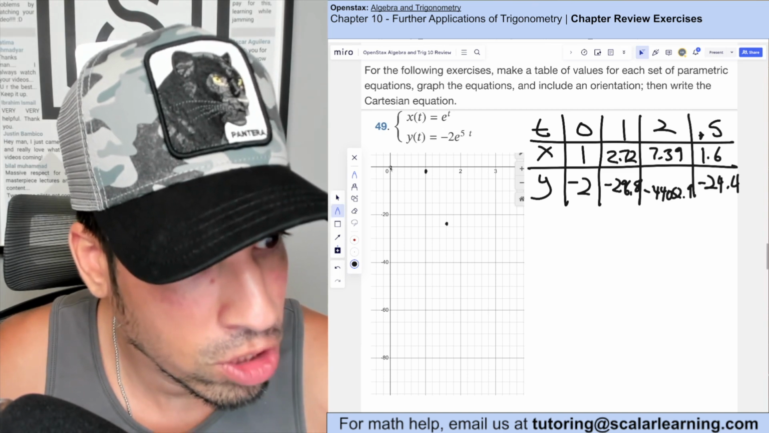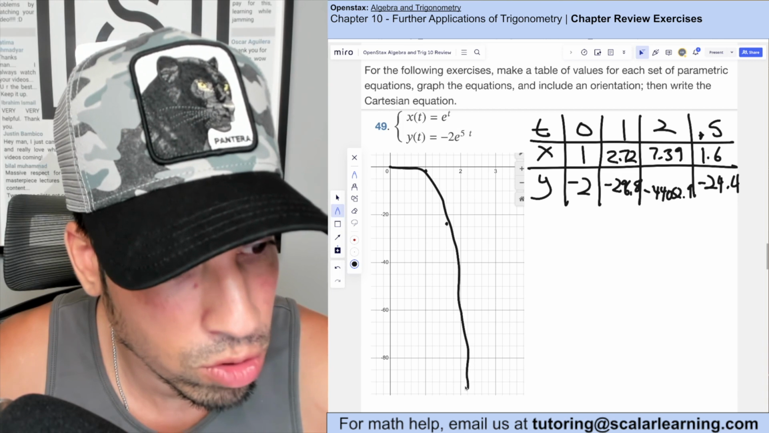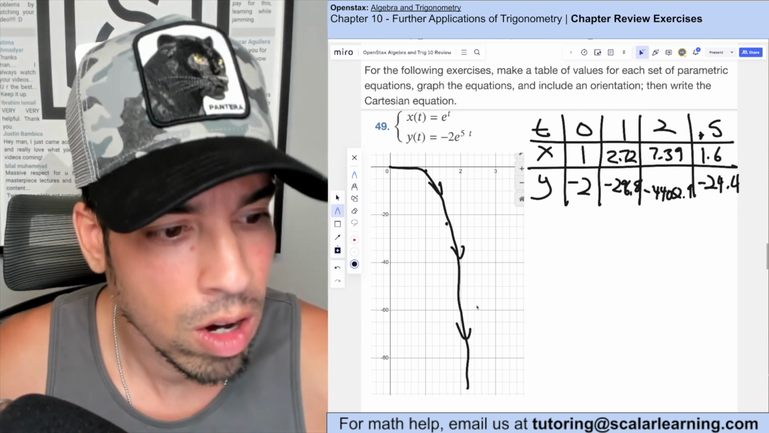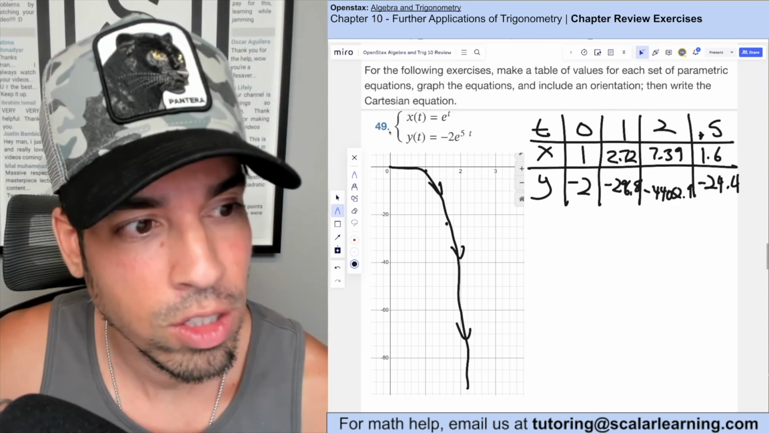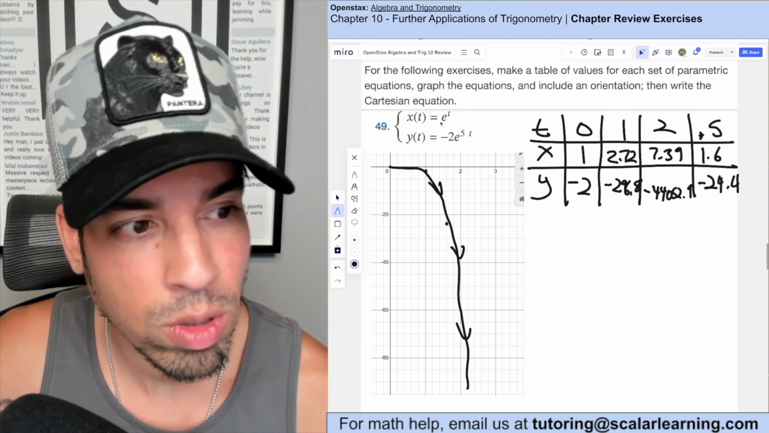And that's basically the gist of it. And then we can plot it down like this. And you can see as the t values are increasing, we're going this way. So this is the direction of the graph as t increases. And then in order to turn this into Cartesian equations, the last step, we're going to do a little plug and chug, right?